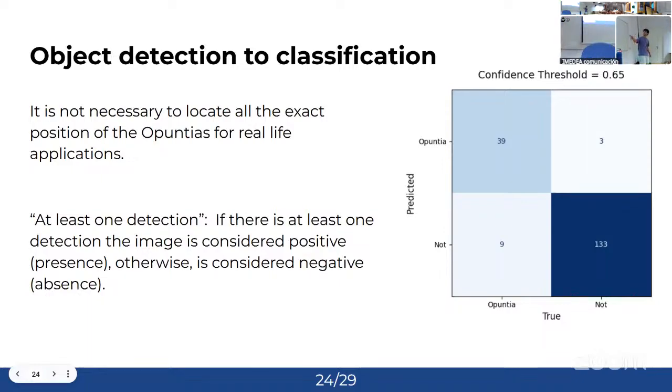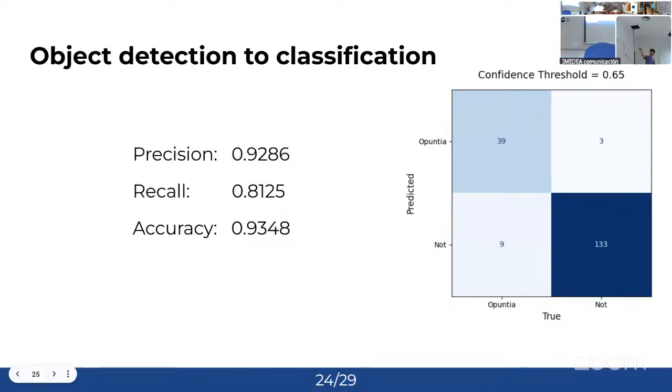Okay, by doing this, I constructed this confusion matrix on unseen images. These are new images never seen by the model, and we used a confidence threshold of 0.65. So we achieved these metrics that are really good for a classification model, and 93% of the predictions are correct, which is a good metric to now apply this model to real life.